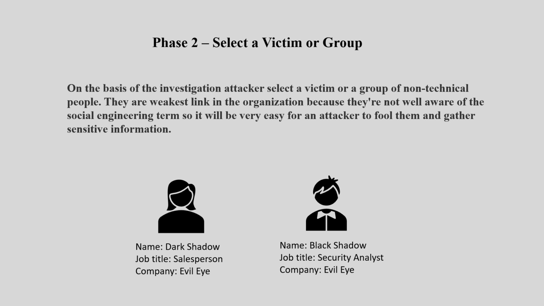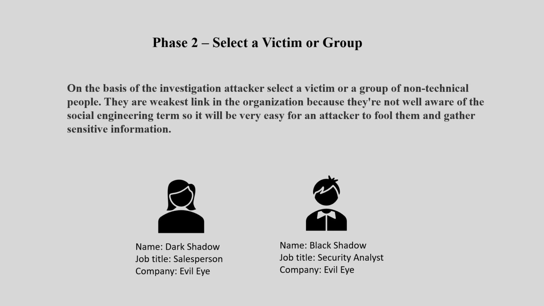On the other hand, if I'm targeting Black Shadow, if I just want to select a victim here, I will not select Black Shadow as a victim because obviously he's a security analyst. He knows each and everything about social engineering and the technical stuff. So I will not select Black Shadow as a victim. I will select Dark Shadow and we will see this in a practical way. So I hope you guys understand. In the select a victim phase, we will select non-technical people. We will not select the people who are already working in cybersecurity.